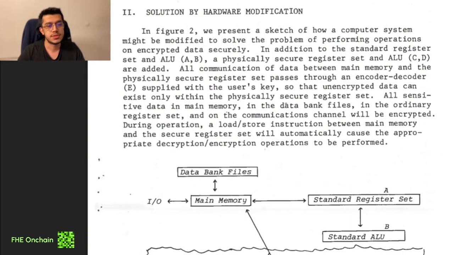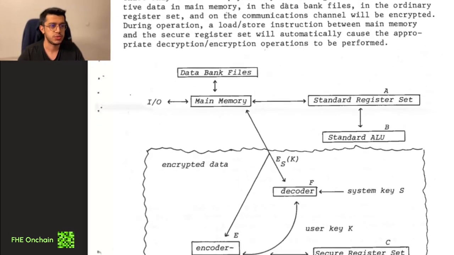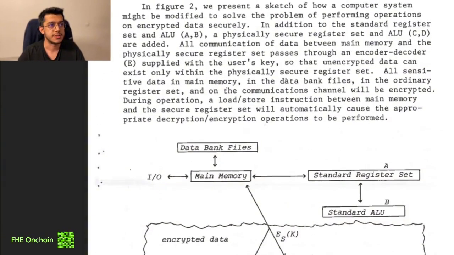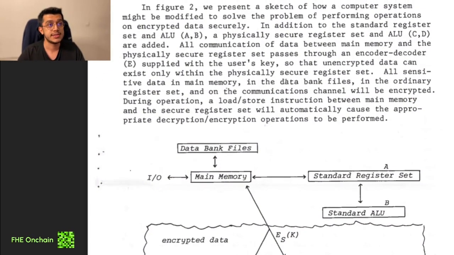So, solution by hardware modification. In figure 2, which we have here, we will get back to it, we present a sketch of how a computer system might be modified to solve the problem of performing operations on encrypted data securely. In addition to the standard register set and ALU, a physically secure register set and ALU, C and D, are added.